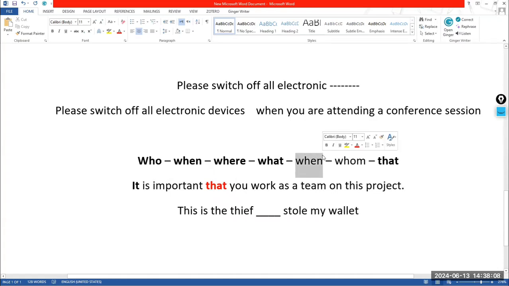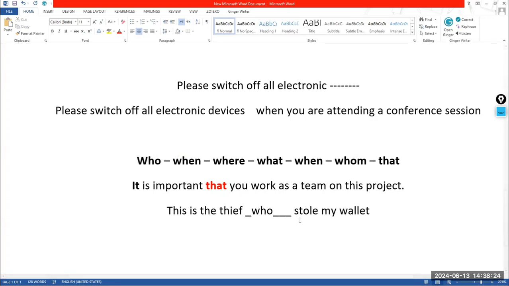When to talk about time. Whom to talk about object people. Who to talk about subject people. Because thief is a person, I have to use who. This is the thief who stole my wallet. Another example. This is the garden, blank, I met my friend. What is the relative pronoun that I have to use?